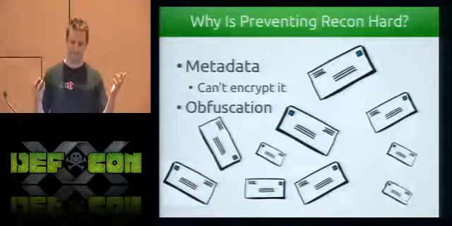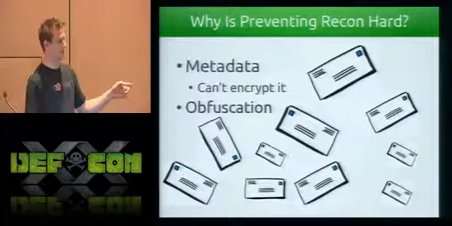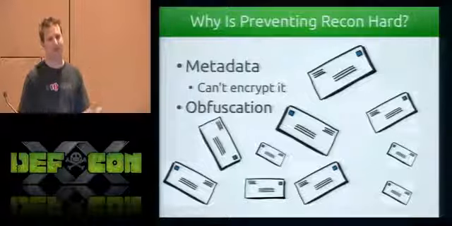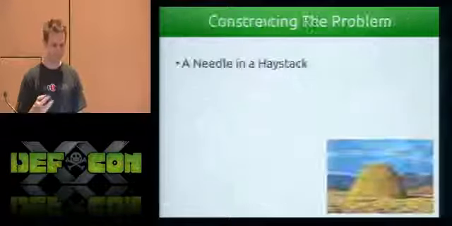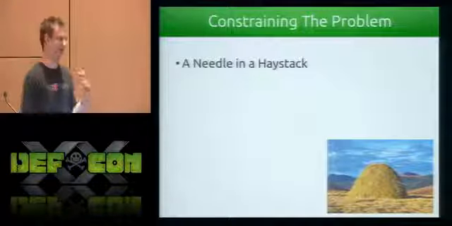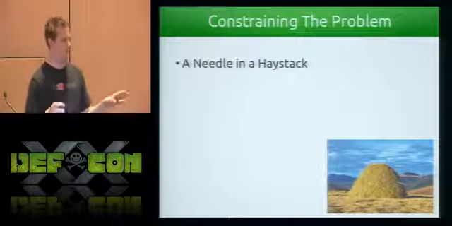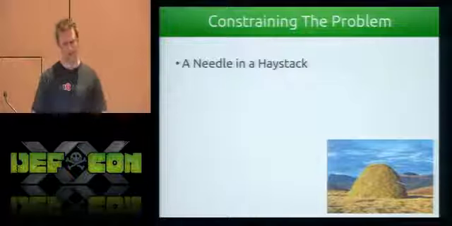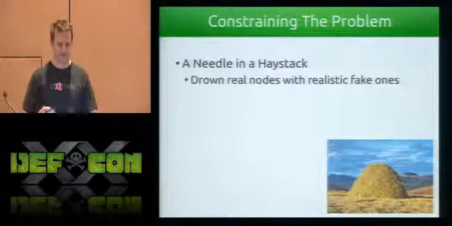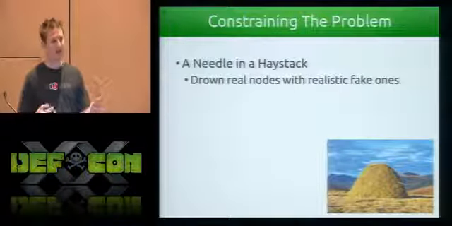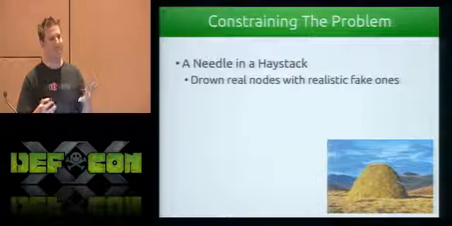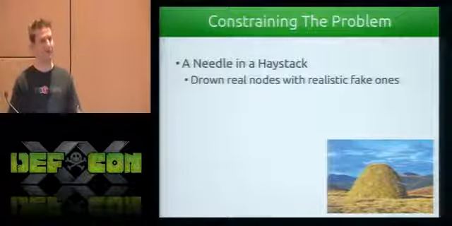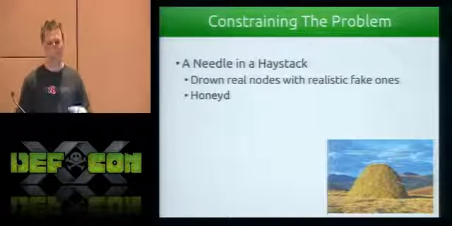So you can do this. Even though you might not be able to encrypt the metadata, you can put a whole bunch of bogus data in there that makes it much harder to find the real ones. So we're going to try to make finding your real network nodes in some private network like finding a needle in a haystack. A picture of a big needle inside of a haystack. What we're going to do is drown out the real nodes of your network with realistic looking fake ones. I say realistic looking only from the network perspective, but not necessarily from other ways.